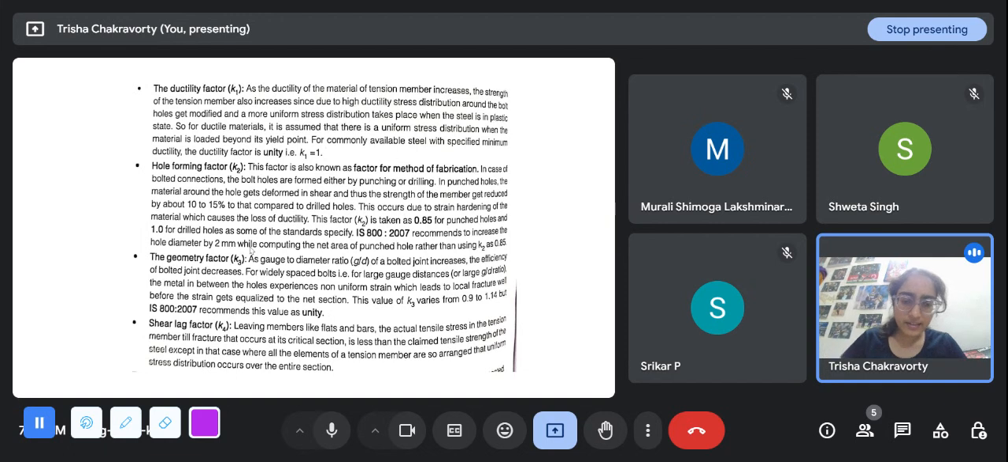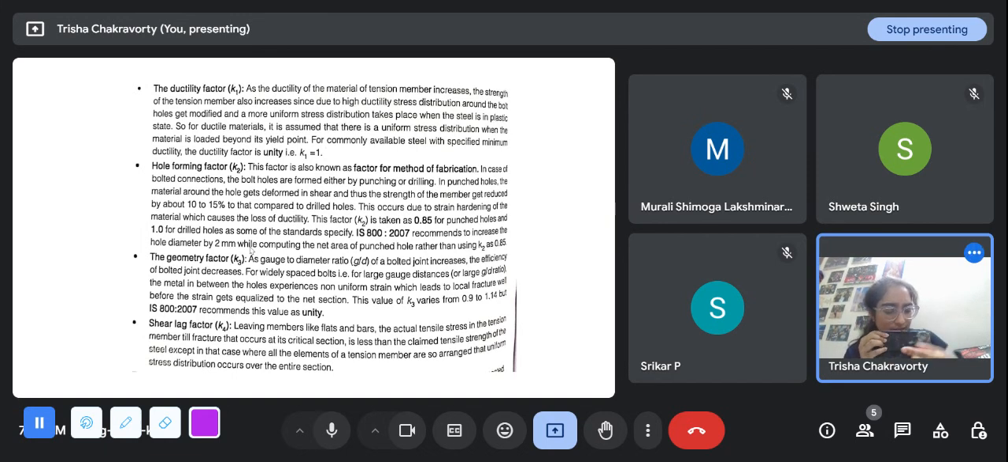So what they're saying is that this is a bolt hole, the bolt line. This is another bolt line. So far, if we simply take the stress as force by net area, we are assuming that there is a uniform strain distribution along this line. That we generally always assume, whether we are doing steel or concrete design. I'm sorry, in concrete design we did take a parabolic strain distribution. But in steel, here we are assuming a uniform strain distribution.